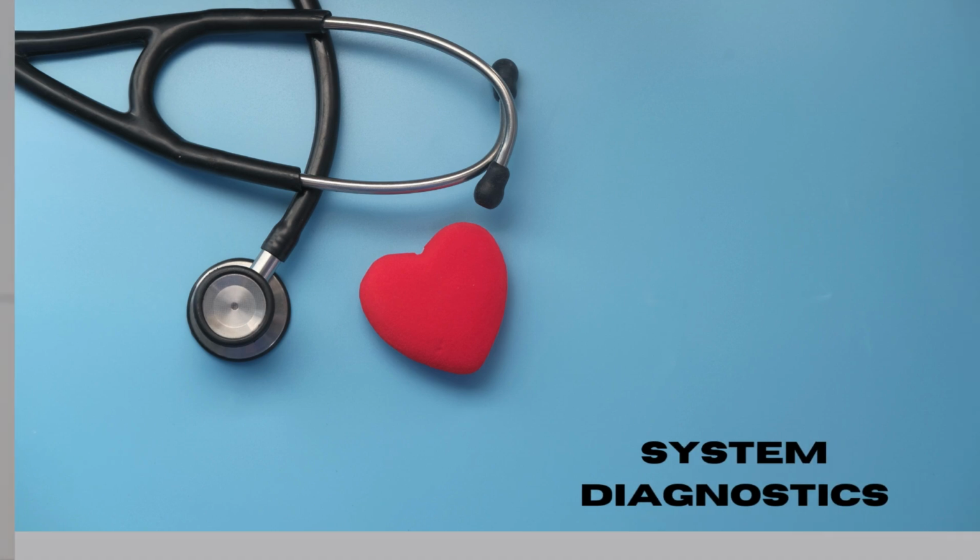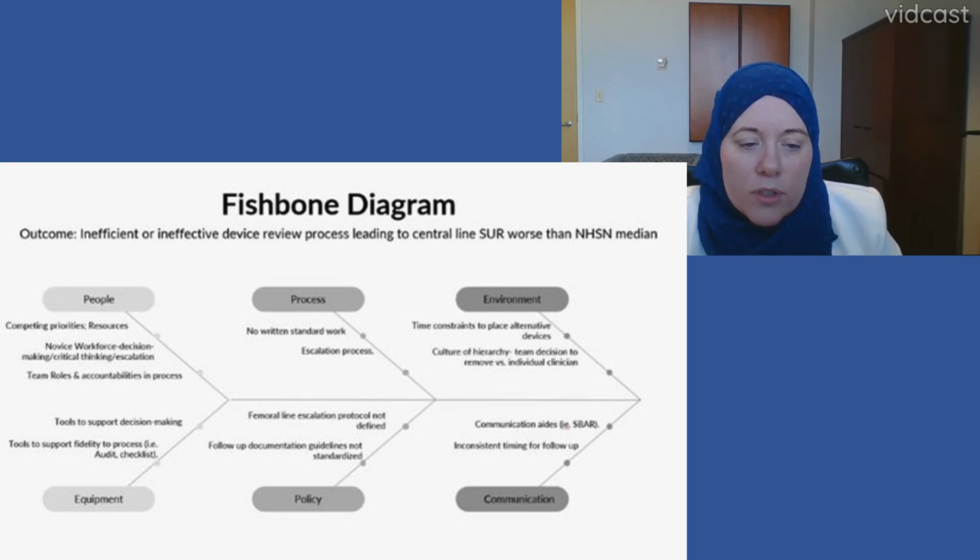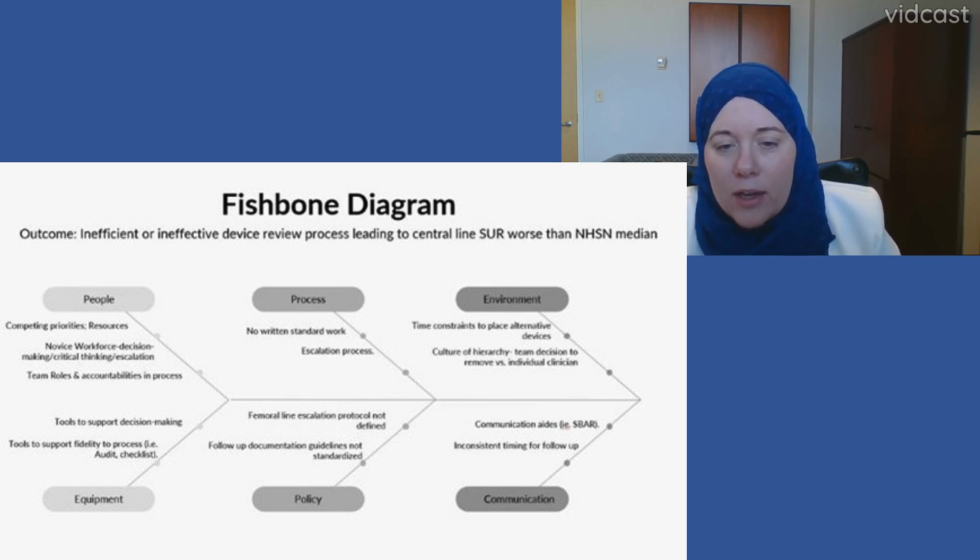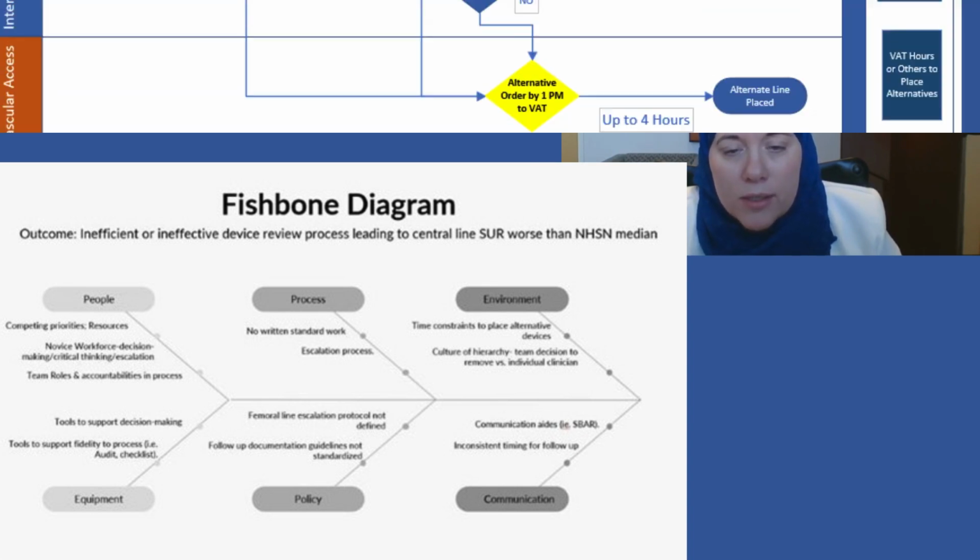The proposed quality change is that we improve the daily device review process. It's ineffective and inefficient. And we know that through the system diagnostics as part of this quality improvement project evaluation. First, the fishbone of the cause and effect analysis. A stakeholder team came together and looked at 6 main categories that were related to the daily device review process.